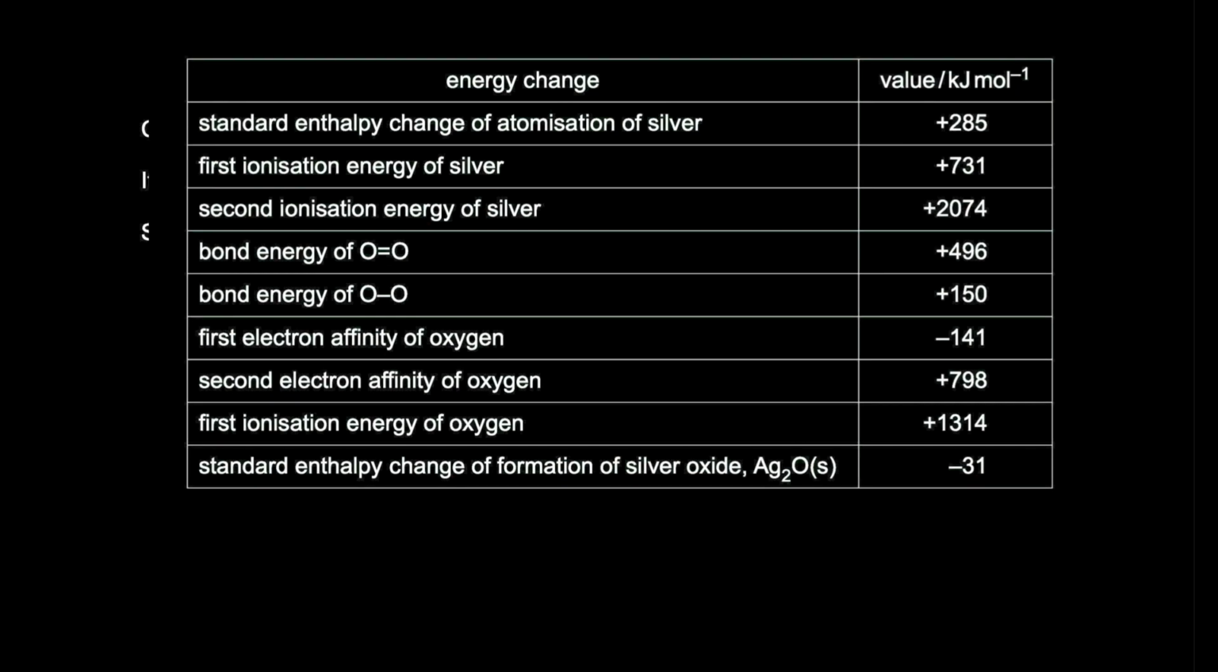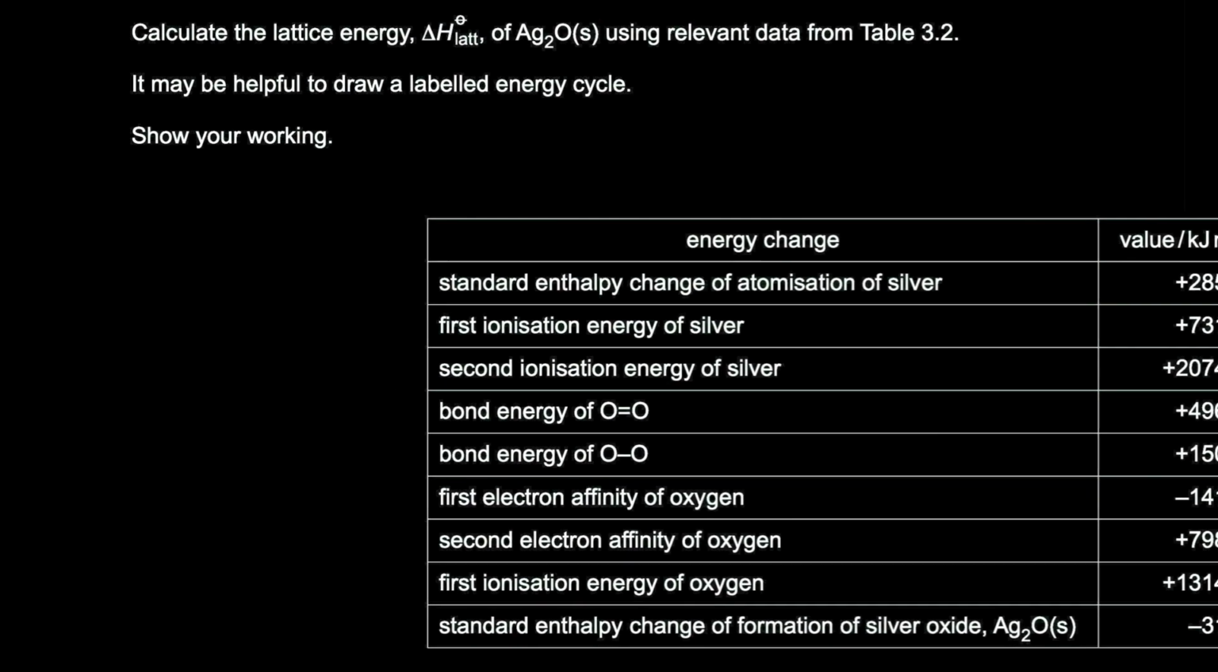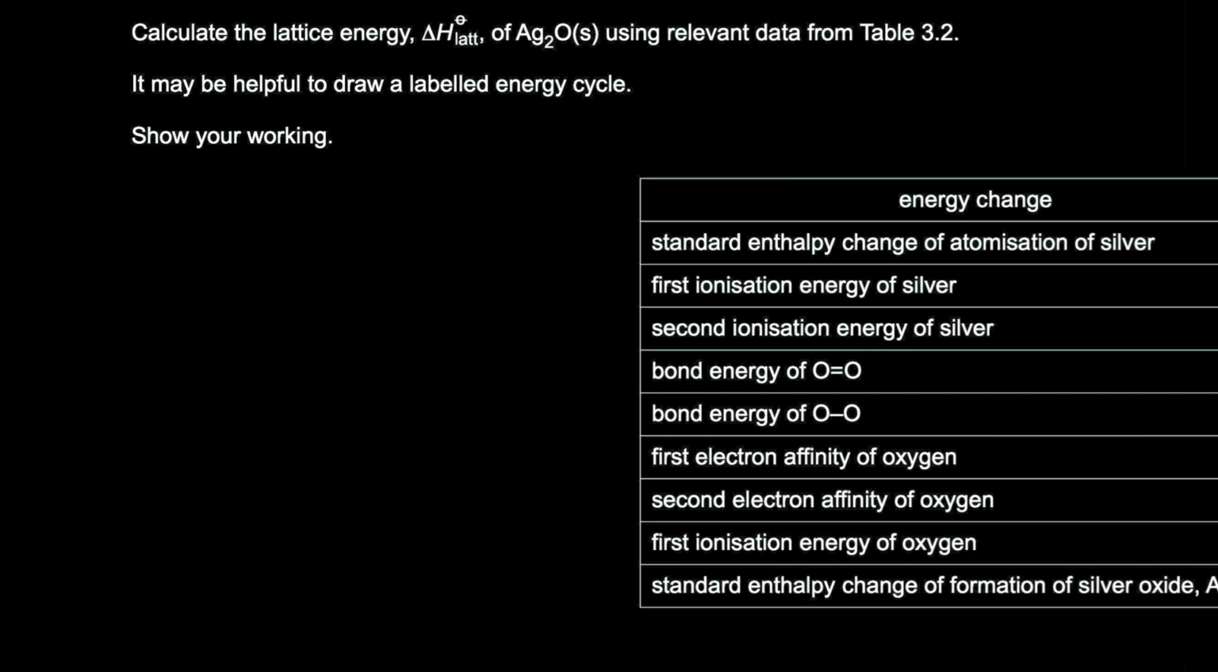I have to calculate the lattice energy of silver oxide. The best thing to do is to start with the elements. So we have Ag plus O2, silver solid, oxygen gas, in Ag2O. The lattice energy is the enthalpy change when 1 mole of silver oxide is formed from the constituent gaseous ions. We want 1 mole of this, so we're going to need 2 moles of Ag, and half a mole of O2, because we have just one oxygen atom.